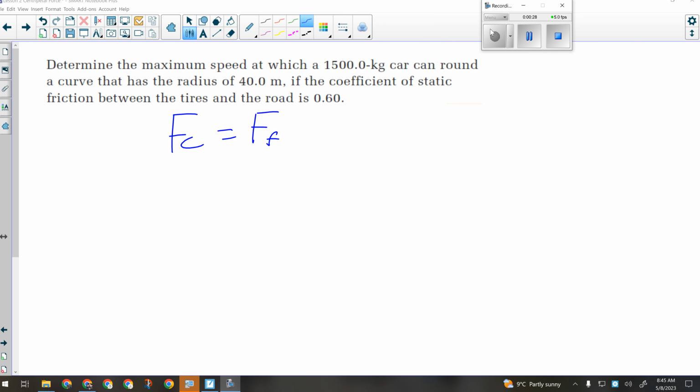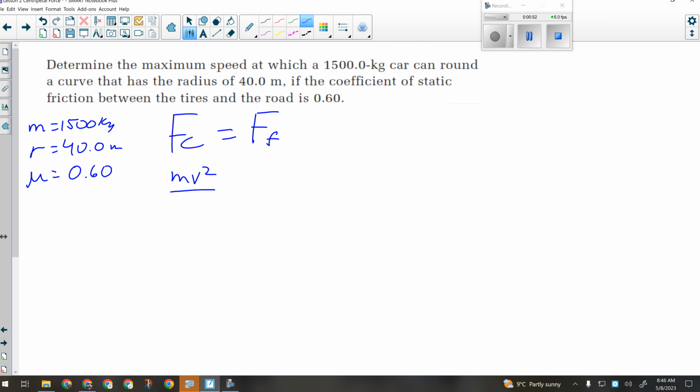All right, let's have a look at this one. The givens in this question: we were told the mass of the car, 1,500 kilograms. We were told the radius of the corner was 40.0 meters. And we were told the coefficient of static friction was 0.60. Since it's an unbanked corner, the thing that's keeping us from sliding and thus going around in a circle is the force of friction.